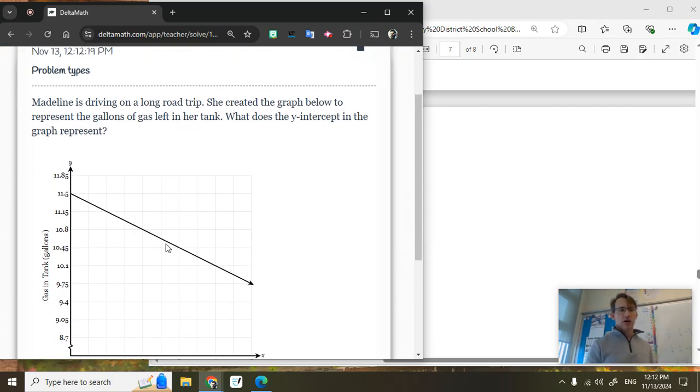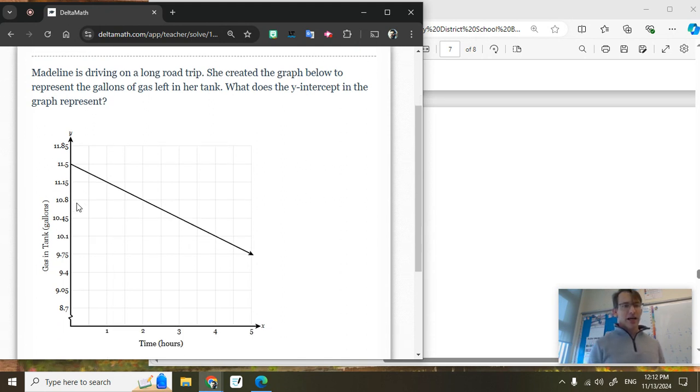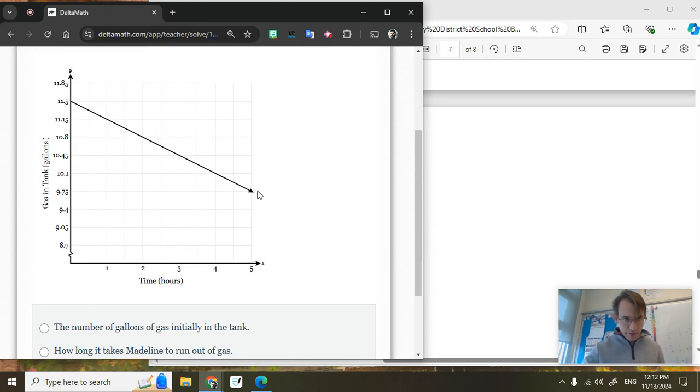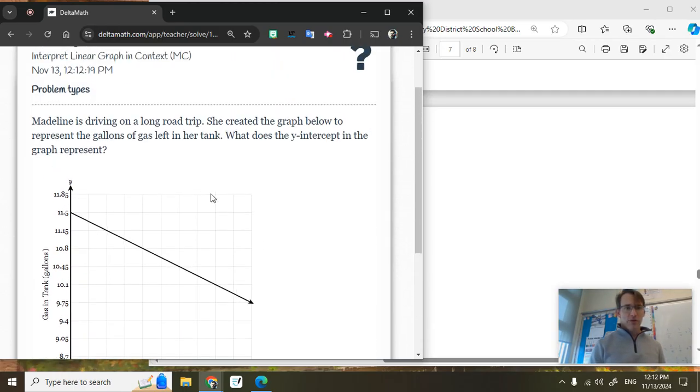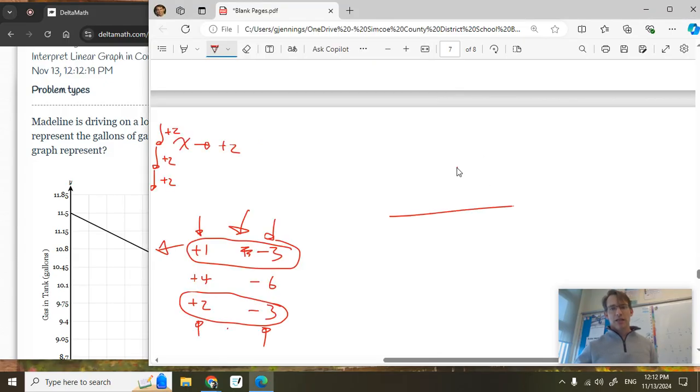Madeline is driving on a long road trip. She created the graph below to represent gallons of gas left in her tank. Okay, Delta Math is American, so gallons are another way of purchasing and measuring gas. She starts with 11.5 gallons, and after 5 hours, she now has 9.75 gallons. So if we want to know, what does the y-intercept in the graph represent? This is what we mean by y-intercept.